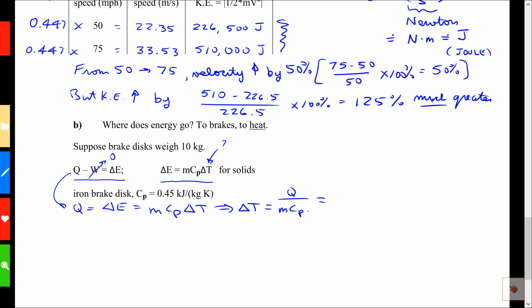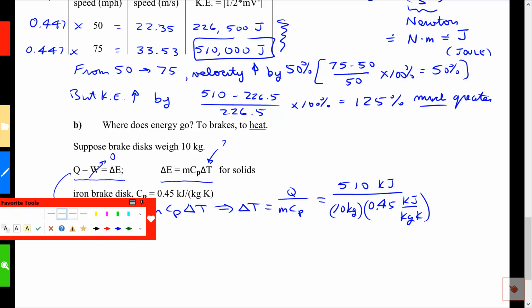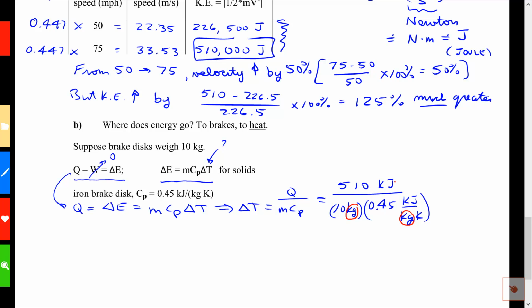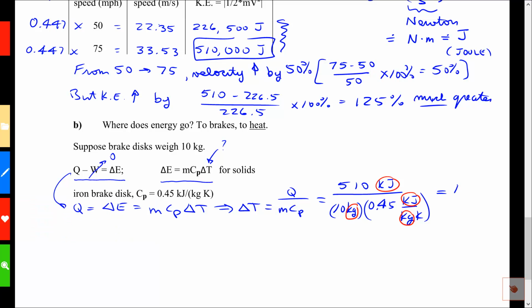Let's put some numbers in. For the iron brake disc, the specific heat is 0.45 kilojoules per kilogram per Kelvin. Let's use the 75 mile an hour value. So I'm going to put in 510 kilojoules divided by 10 kilogram brake discs divided by 0.45 kilojoules per kilogram per Kelvin. And I've got some units going to drop out here. My kilograms are going to drop out, and my kilojoules are going to drop out, and that's going to leave me with 113 Kelvin. That's my change in temperature.